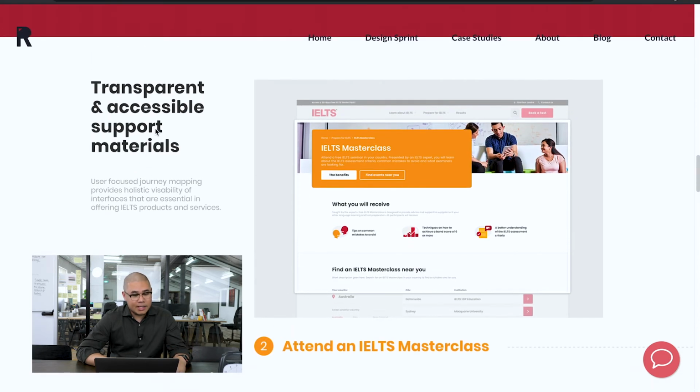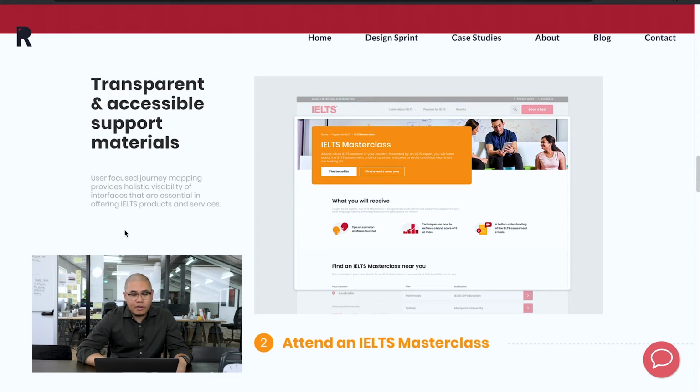We wanted to emphasize some of the key functions or features that we noted down as part of the process. So for example, transparent and accessible support materials. User-focused journey mapping provides holistic visibility of interfaces that are essential in offering IELTS products and services.